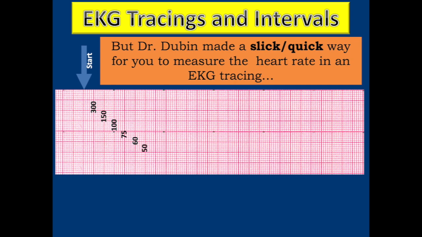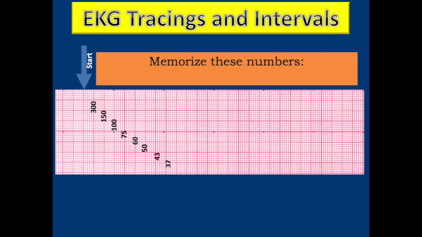So that's going to take some memorization, because we're going to be looking at some strips and you're going to see how neat and slick this is to be able to figure out not only the rhythm from the strip, but the rate very quickly. So memorize these numbers. As we go further along, I would learn also 43 and 37. These are going to be your beats per minute. So 300, 150, 100, 75, 60, 50, 43, and 37.